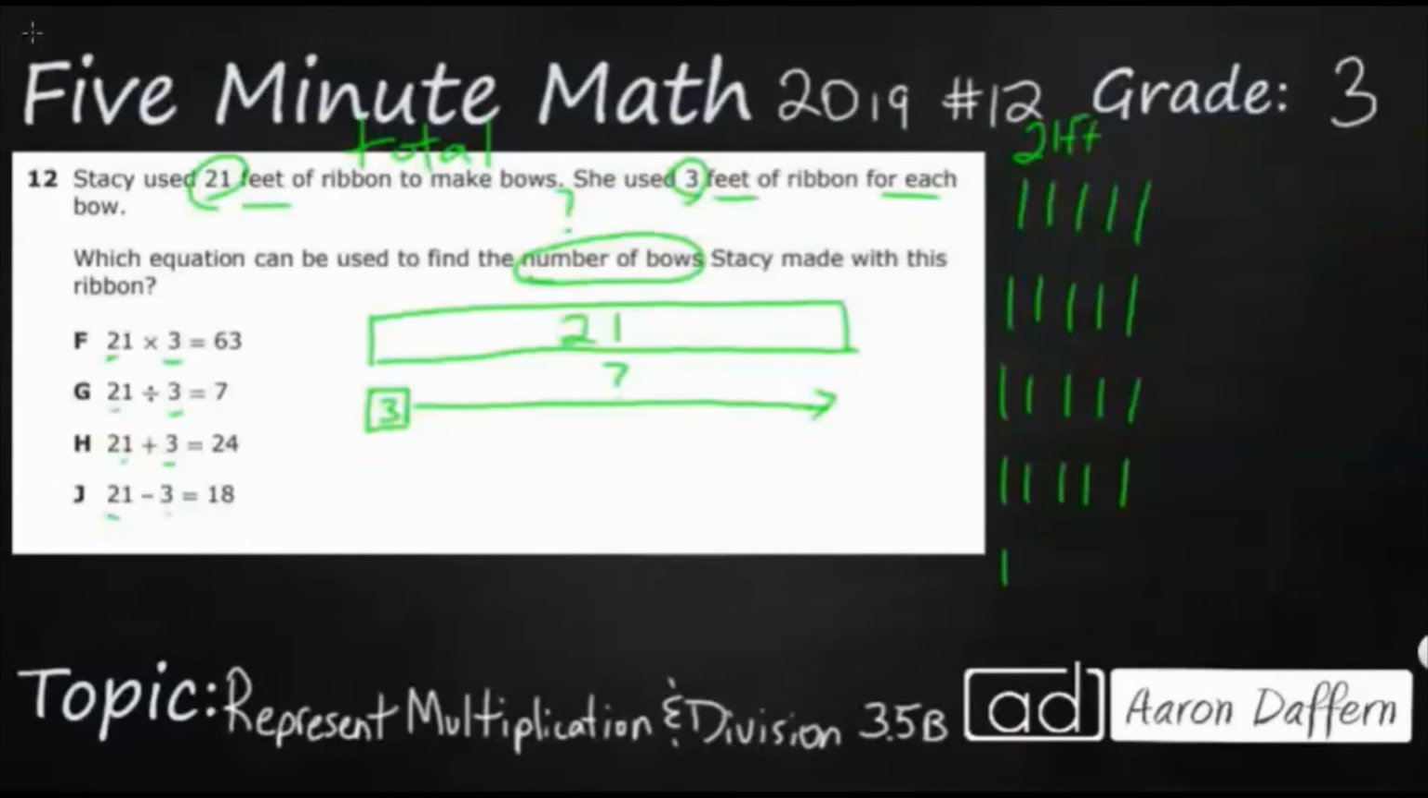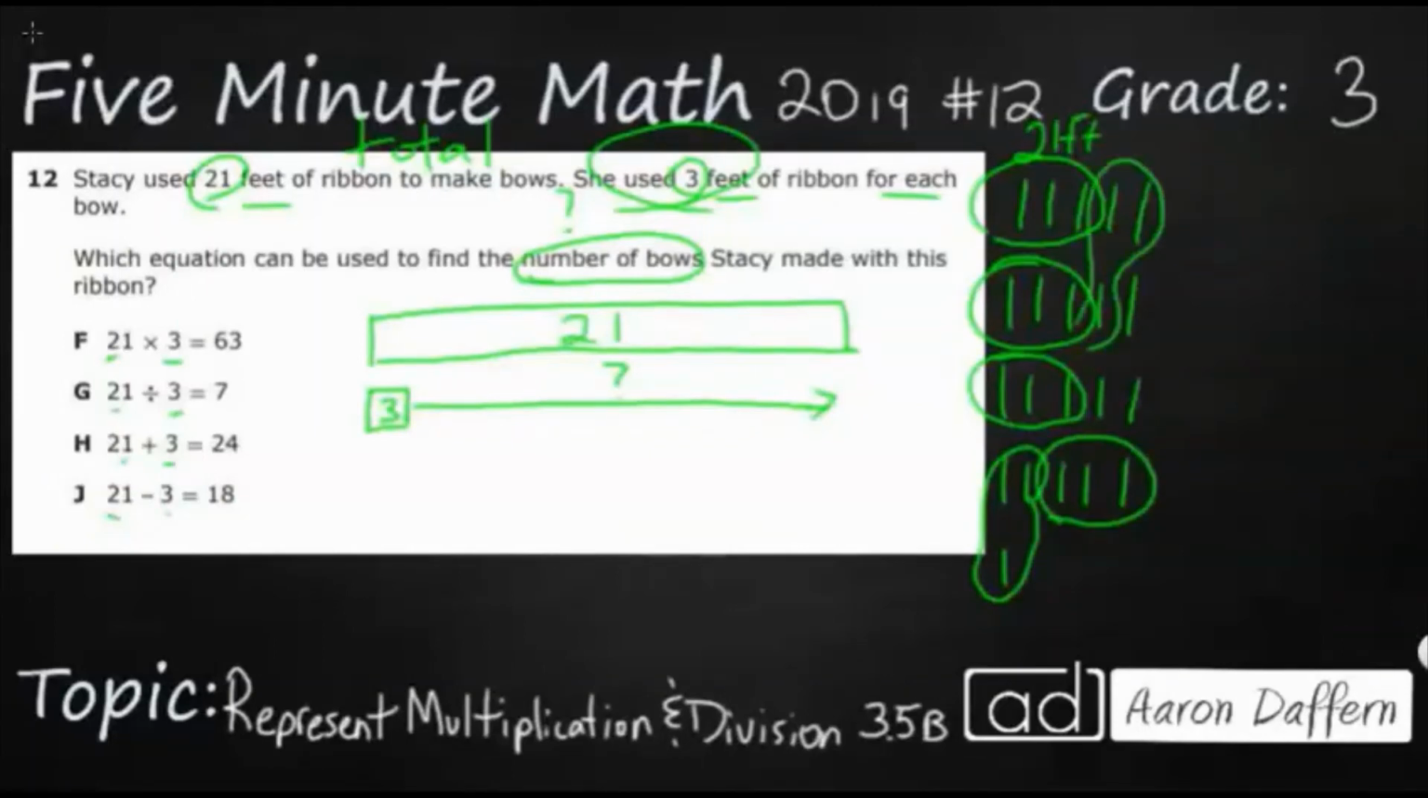And it says here that we're going to use 3 feet for each ribbon. So what I'm going to do is I'm just going to circle sets of 3. So I'm going to do, well, that's 1, 2, 3. I'm going to circle that one. That's going to be kind of weird down there. I've got one right here. Let's see, I can kind of make a set of 3 right here, and then I can make a set of 3 right there. So how many sets of 3 did I make?